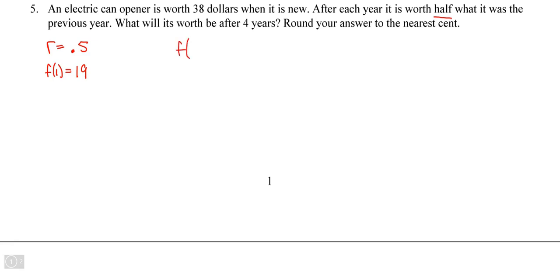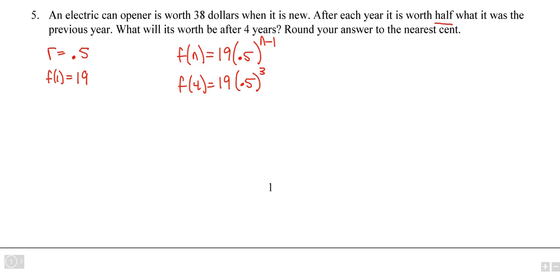So f of n equals, in this case, 19 times 0.5 to the n minus 1 power. And we're looking for the fourth term, so f of 4 equals 19 times 0.5 to the, and 4 minus 1 is the third power. And when you enter that into your calculator, you see that the fourth term in the sequence is 2.375, but since we're dealing with money here, we round to the nearest cent, so that's going to be $2.38.